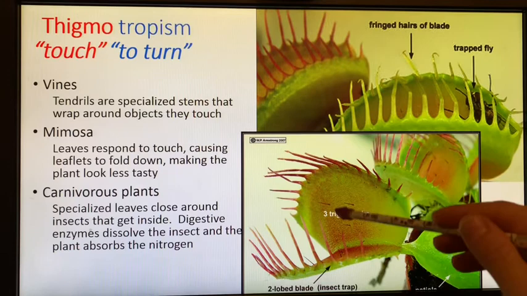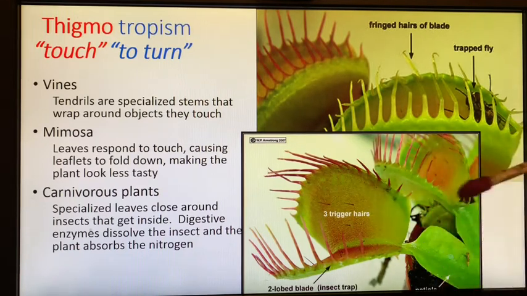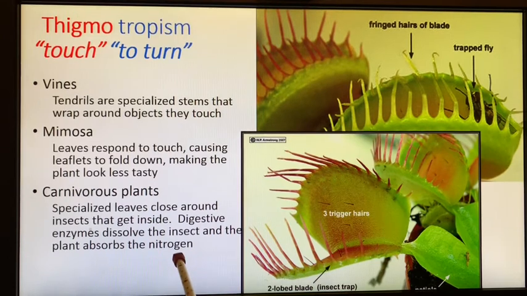So some sort of insect crawls in there and it triggers it, and it takes a few moments, but it closes down, and these little fringed hairs kind of hold them in, kind of provide the trap, and it gets tighter and tighter and tighter, and then it produces some digestive enzymes and dissolves that poor little unsuspecting insect. But the reason why is not to get calories or energy from the insect, but to get nitrogen, the nutrient that plants normally get from the soil. They have found an adaptation to be able to suck it out of insects that they capture.